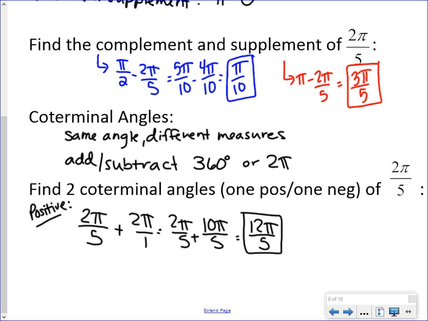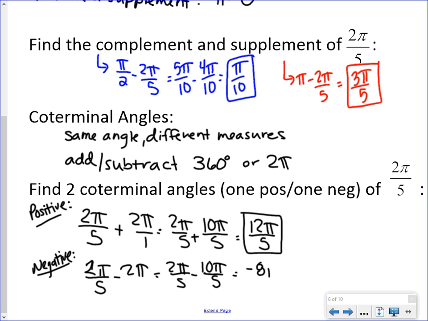And then for my negative coterminal angle, I'm going to always go back to the original angle, not to my 12 pi over 5, because if I just subtract the rotation, then I'll be just going backwards that step. So go back to my original 2 pi over 5 and subtract 2 pi, which we now know is 10 pi over 5. That's enough to get me into the negative. If that angle had been like greater than a full rotation, maybe I would have needed to subtract 2 pi twice to get a negative coterminal angle.